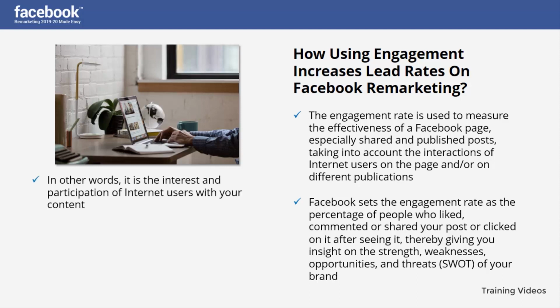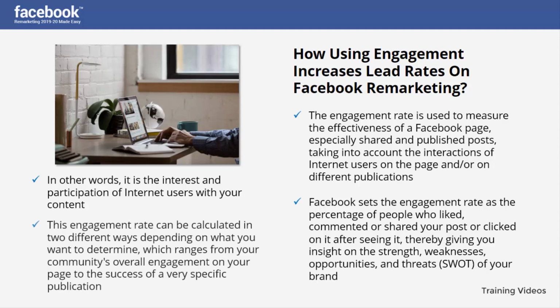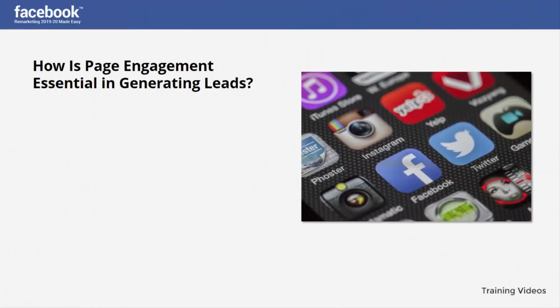In other words, it is the interest and participation of Internet users with your content. A good engagement rate is synonymous with an active community, driven by a real desire to interact with your brand or your company. This engagement rate can be calculated in two different ways, depending on what you want to determine, which ranges from your community's overall engagement on your page to the success of a very specific publication. So, you can find the numbers by using the tool made available by Facebook itself or calculate it yourself. How is page engagement essential in generating leads?